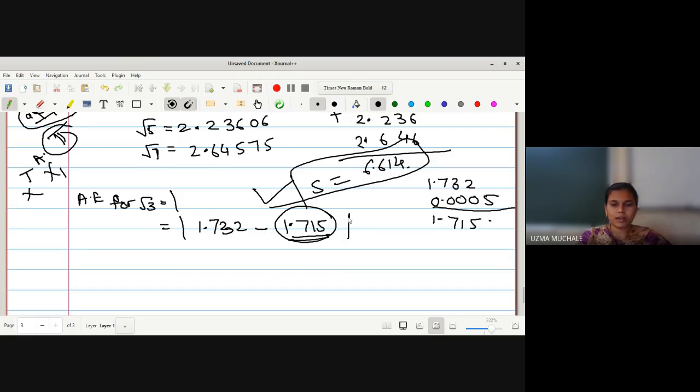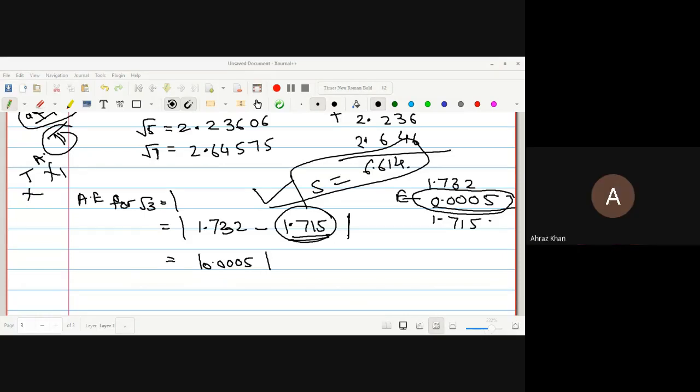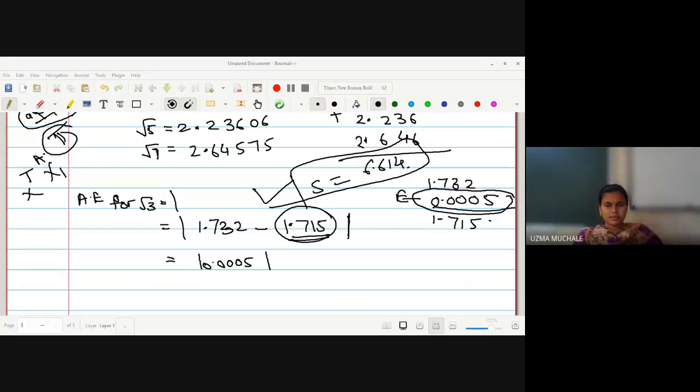I also don't know why to subtract 0.0005. Maybe the reason is that this number is very, very small now, so this itself will come as an error. Subtract it and tell me what the answer is. 0.0017.